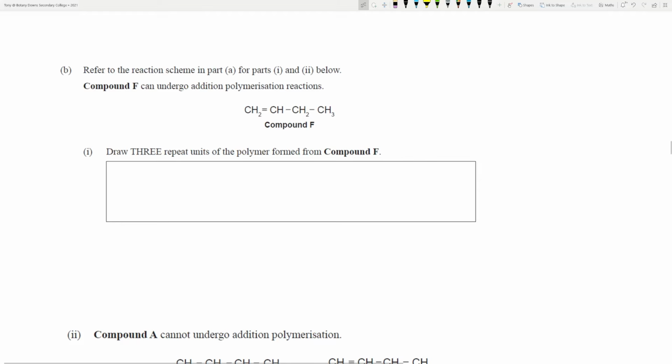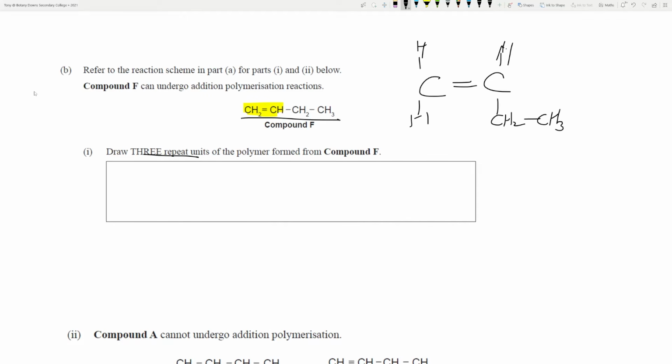Next one, refer to the reaction scheme. Why do I need to refer to it? It's right here. Okay, so I just need to draw 3 repeating units. This is the thing that, again, people tend to struggle with. Whenever you're dealing with alkenes, when you're doing cis-trans isomers or polymerization, always put the double bond in the middle and then go up, down, up, down. This way you can clearly see what we're trying to achieve here.